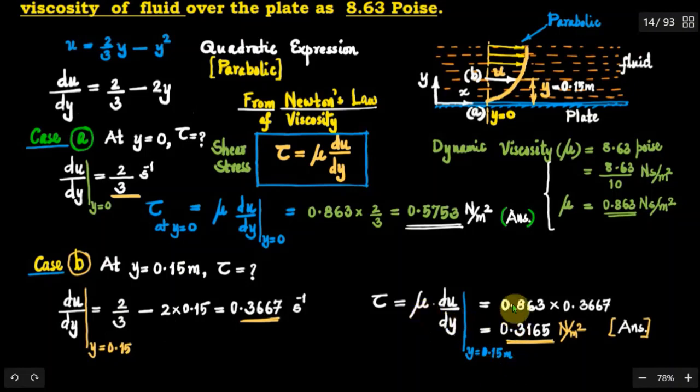That is, mu is 0.863 Pascal second multiplied by the velocity gradient at that layer, 0.3667 per second. So if you multiply, you will get 0.3165 Newton per meter square or Pascal. So we found out the shear stress acting on the two fluid layers: one at y equal to 0, which is 0.5753 Newton per meter square, and the second layer at a distance of 15 centimeters above the plate, that is 0.15 meter above the plate, where the shear stress is 0.3165 Newton per meter square.